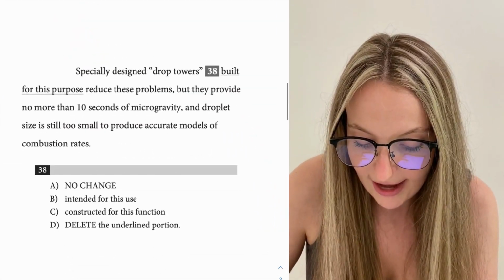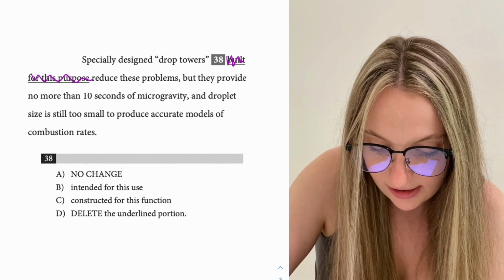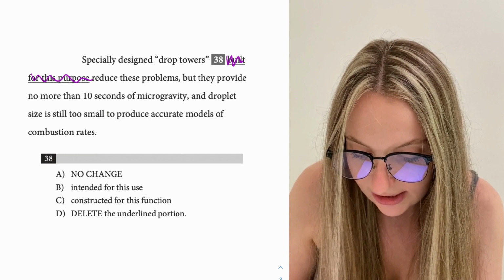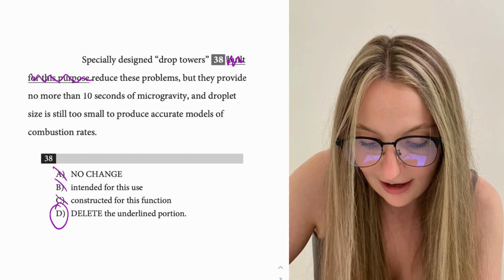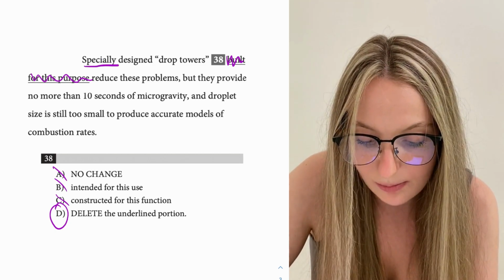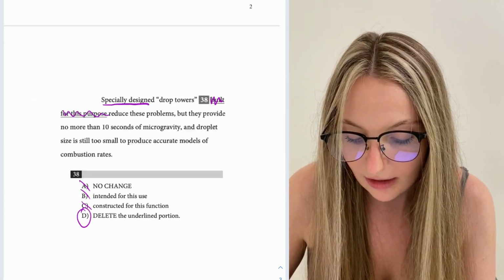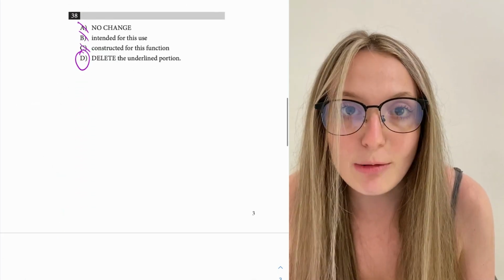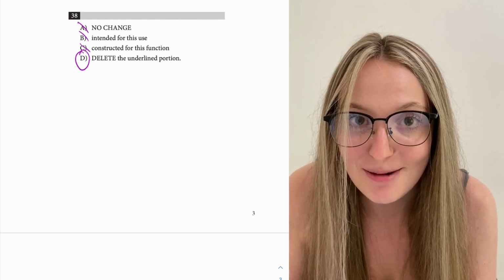Alrighty, and lastly, for number 38, let's try reading around that. Specially designed drop towers reduce these problems, but provide no more than 10 seconds of microgravity. Again, that makes sense, and it already said specially designed in the sentence, so we don't need to say that again. Alright, so delete is our friend. Is she always our friend? No, but is she oftentimes our friend? Yes, absolutely.